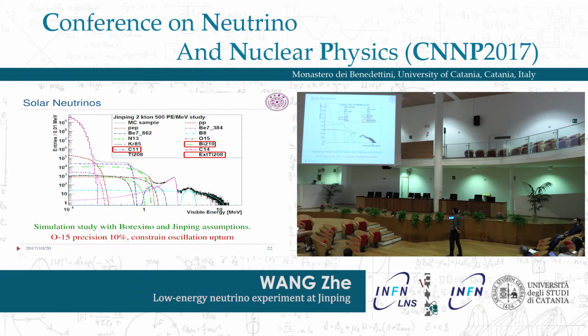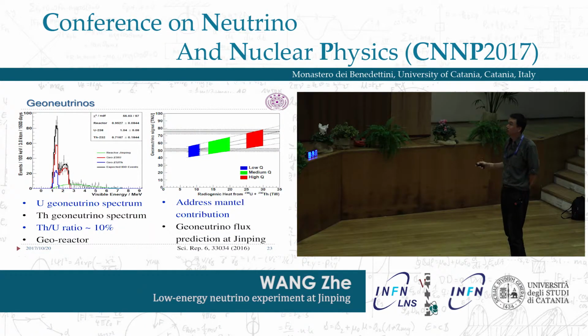This is a sensitivity study for the solar neutrinos. We basically use a lot of information and experience from Borexino, also taking the overburden of Jinping as input. This is the famous carbon-11 background. At Jinping, it can be suppressed by a factor of 200. Then bismuth-210 is still the same, assuming the same external gamma background, etc. So with increased target volume and high overburden, the oxygen-15 neutrino can be reached to 10%. Also in this area, we can constrain the upturn in the oscillation.